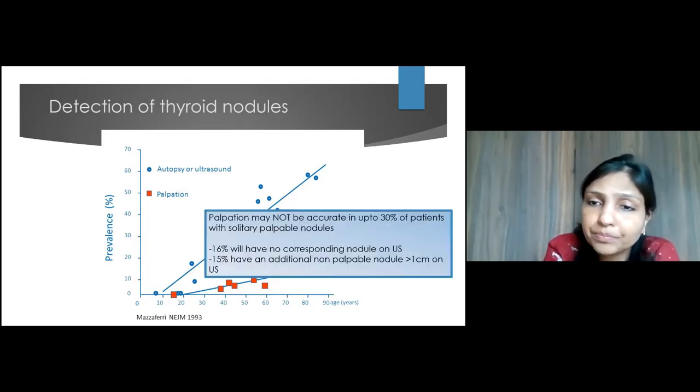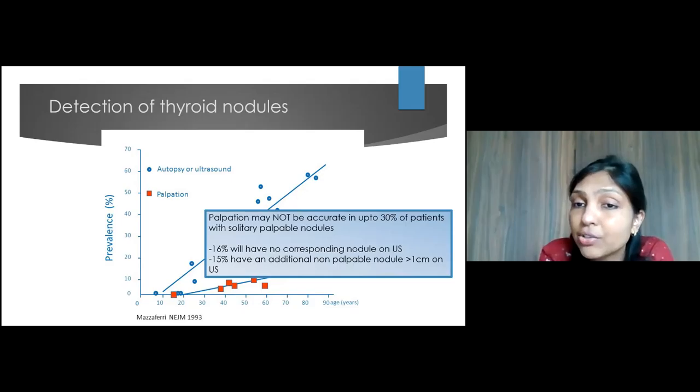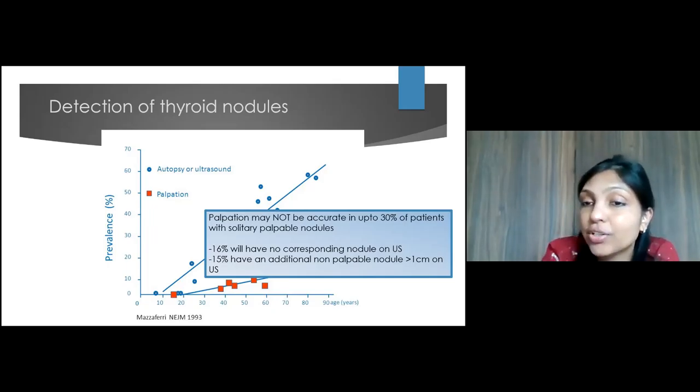So palpation may actually not be accurate in up to 30% of patients with solitary nodules. The data from the research says that 16% would have had no corresponding nodule on the ultrasound, and 15% may have an additional non-palpable nodule more than 1 centimeter on the ultrasound.